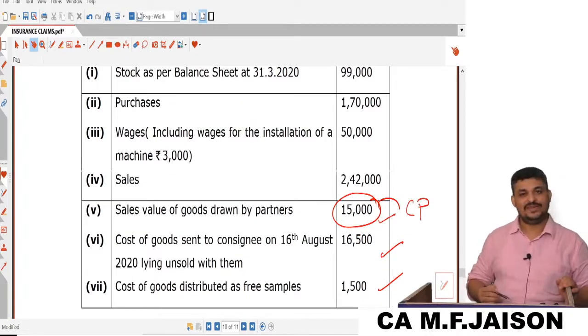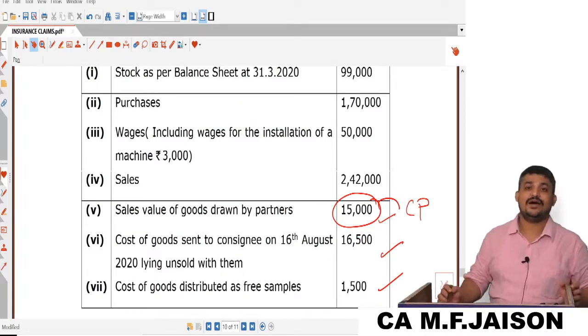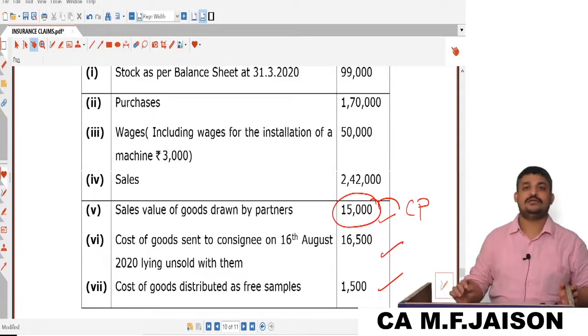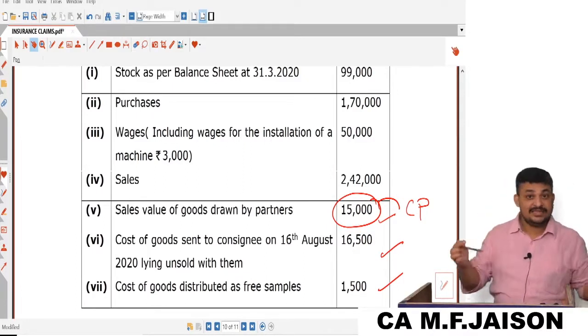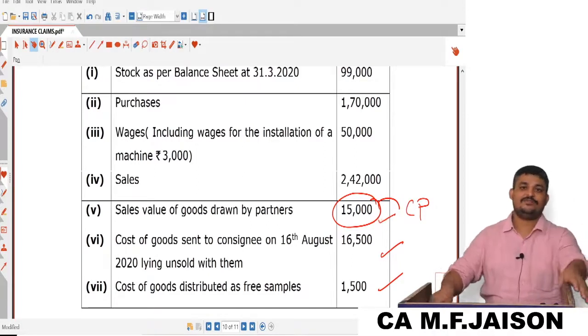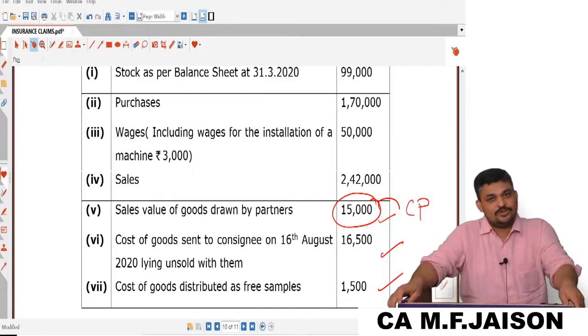How to convert? Very simple. What is the margin? Margin is 20% on sales. 15,000 is selling price, so either you apply 20% and deduct, or instead you can directly multiply with what percent? 80%, you will get the cost price. Understood? I have discussed this.